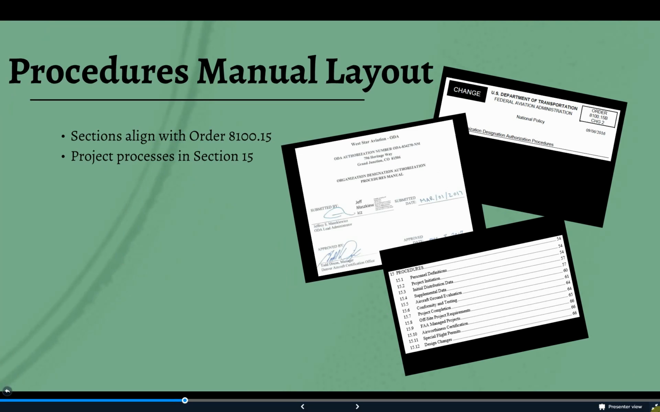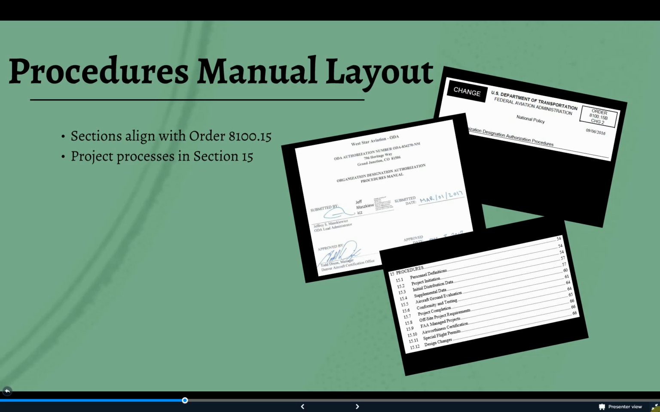The overall layout of the ODA Procedures Manual did not significantly change from what was developed in earlier versions. Each major section of the manual aligns with the corresponding item expected in FAA Order 8100.15. So the flow from the requirements to the location in the manual is pretty straightforward. Though the manual includes 19 sections and 9 appendices, the part that affects unit members' work the most is Section 15, which covers the procedures used to plan, conduct, and close out all aspects of an STC project.